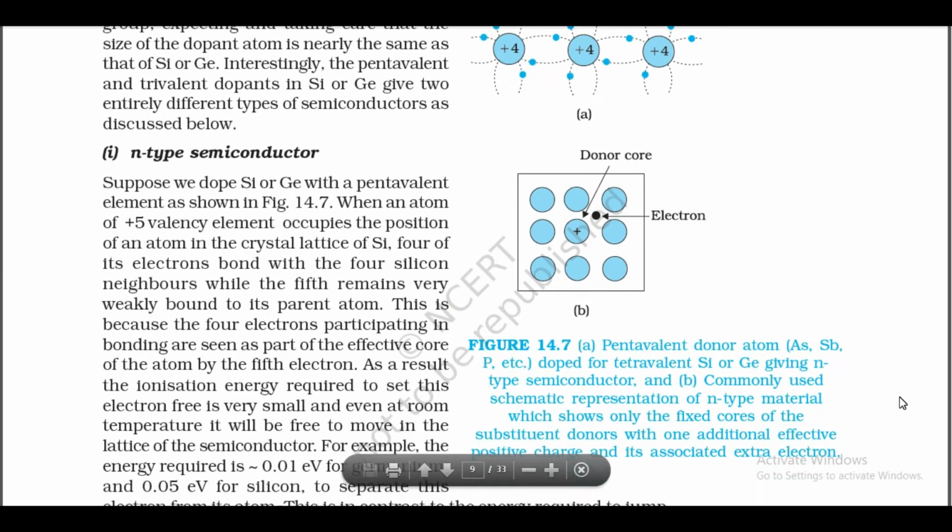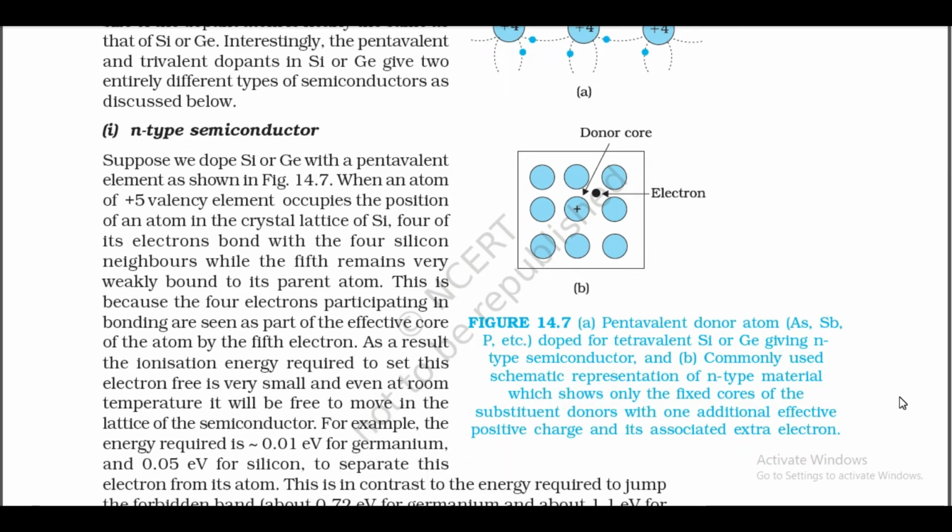First, N-type semiconductor. Suppose we dope Si or Ge with a pentavalent element as shown in figure 14.7. When an atom of +5 valency element occupies the position of an atom in the crystal lattice of Si, 4 of its electrons bond with the 4 silicon neighbors, while the 5th remains very weakly bound to its parent atom. This is because the 4 electrons participating in the bonding are seen as part of the effective core of the atom by the 5th electron.